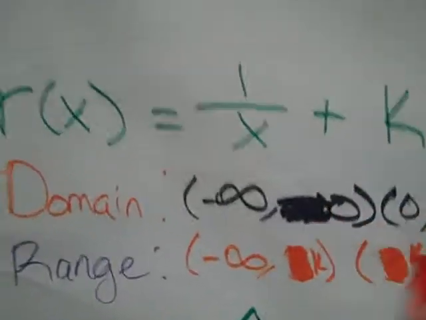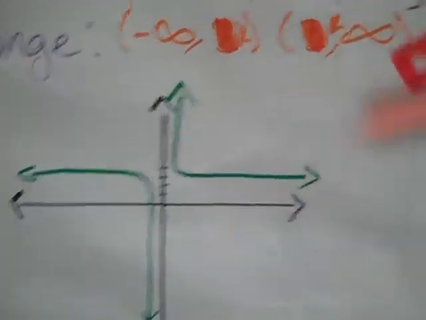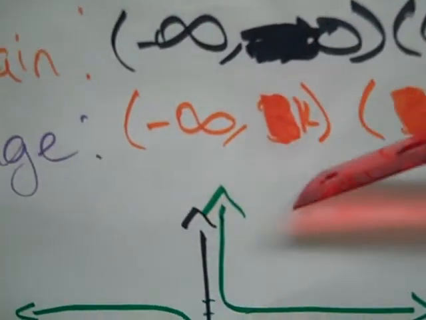Down here, if you add a variable to the end, it raises or lowers the graph. The domain is the same. The range is now affected by k.